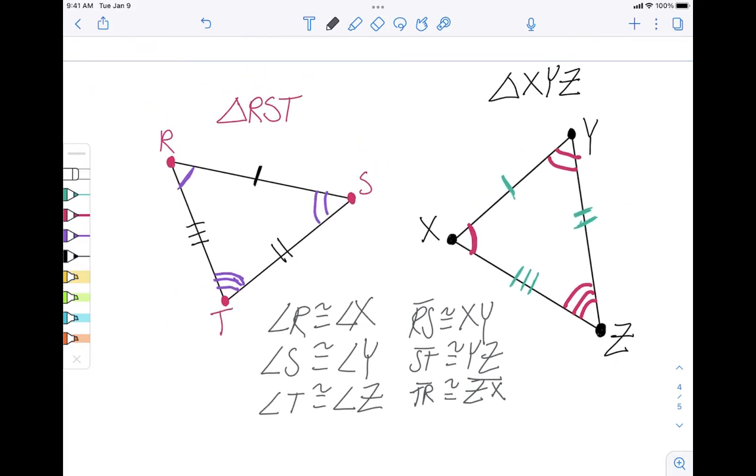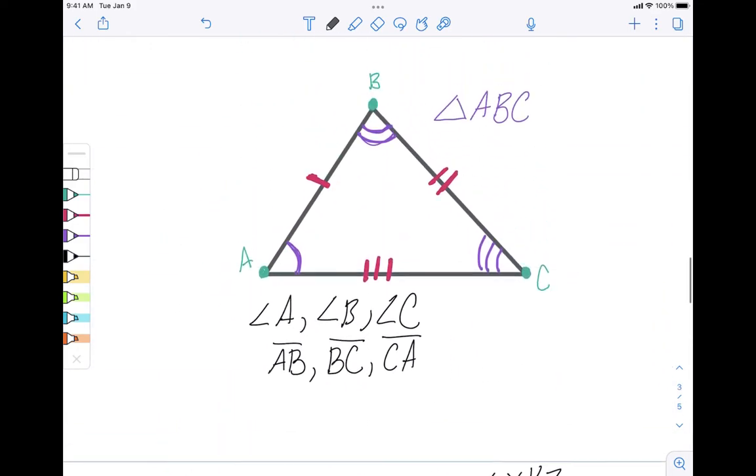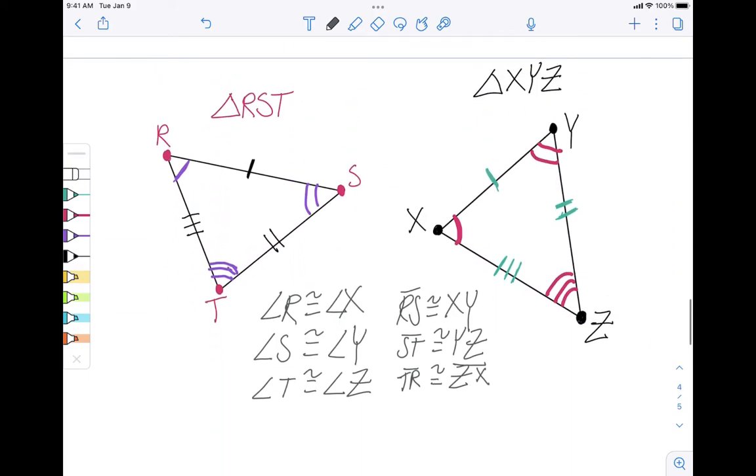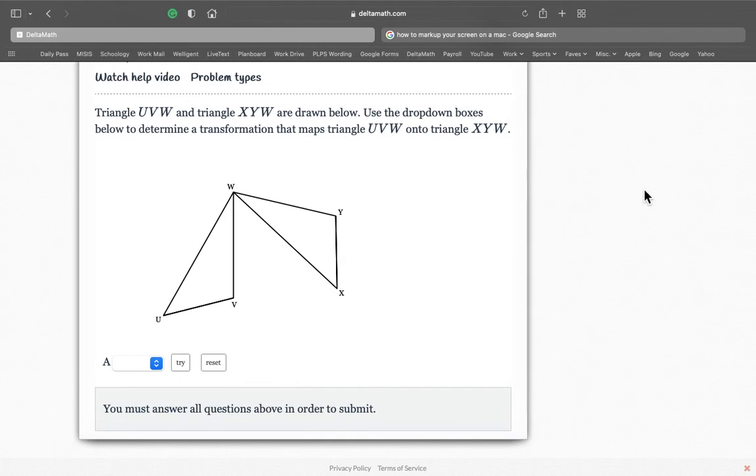Those are our congruences, right? We identify the congruent parts from both triangles. So now I'm going to show you what that looks like in the assignment, on Delta Math or any other assignment that you're going to do. If you're not using Delta Math, let me show you what that looks like.